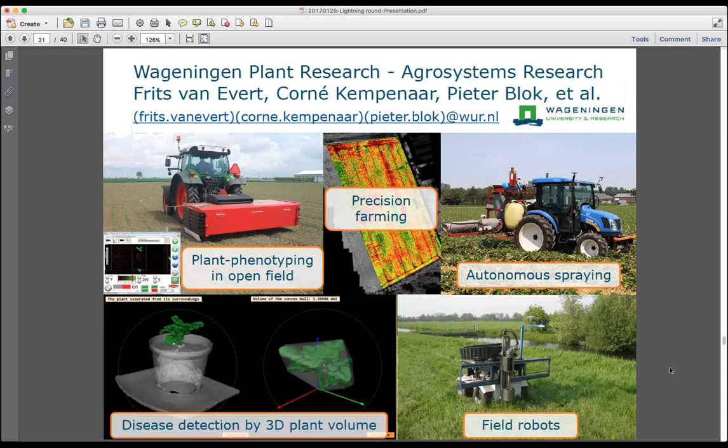Our research is mainly focused on robotics in the open field. We are on selective harvesting robots for vegetables, autonomous sprayers, orchard robots, a lot of field robots, and much of our research is based on computer vision techniques. Below you see an example of 3D imaging techniques to detect diseased potatoes, and we do that by plant volumetric estimation in the field.